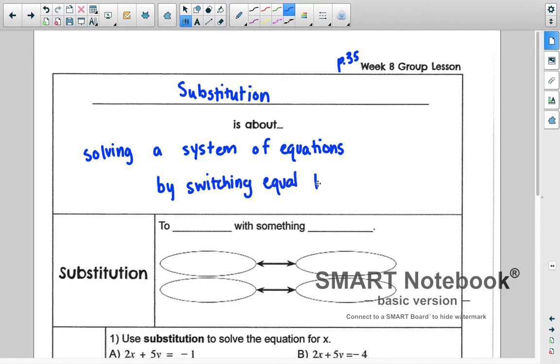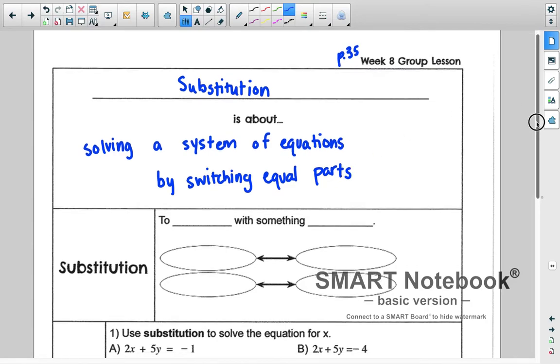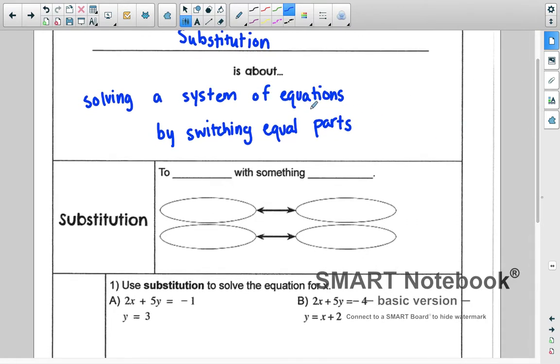So remember, substitution is like if you need a sub in soccer or you need a sub in American football, you sub out a player or you switch out a player. But what's really important is it's an equal part. So if you're switching out a forward, you would want a forward to go in. You wouldn't want to put a goalie in for a forward. So equal parts is important. So substitution means to replace or to switch with something equal. So something that means the same thing.